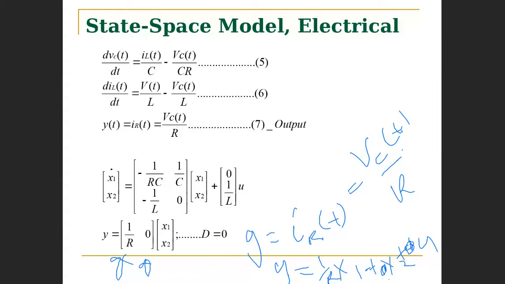So 1 over R, 0 is actually a row matrix then. Yes, it's a row matrix. And if you expand here, you'll get back what we have down here.